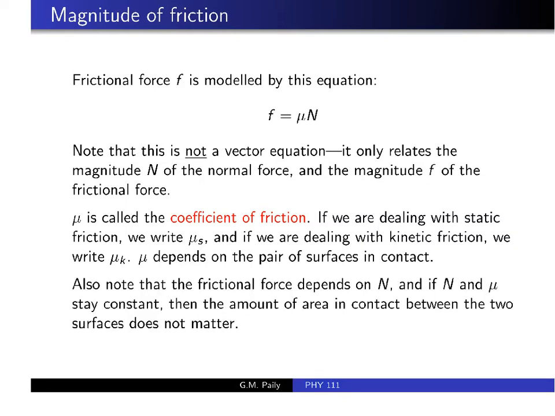As we stated before, the frictional force also depends on the normal force. And so if the normal force and mu stay constant, then the amount of area in contact between the two surfaces does not matter. So it does not matter if it is a large area in contact or a small area. All that matters is how tightly the two surfaces are pressed together, which is given by the normal force.